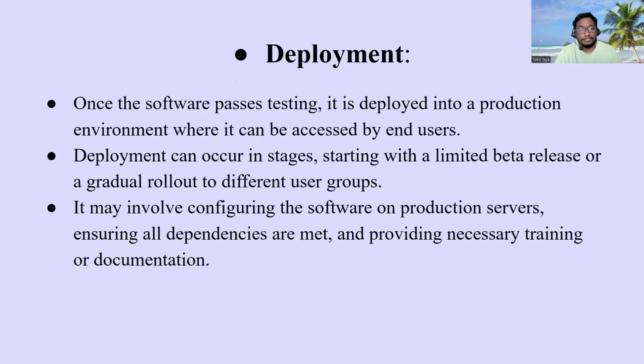Next is deployment. In the previous stage, we learned about testing, right? In this phase, we'll be deploying the software. Deploying the software is nothing but releasing the software to the actual users. That is a production environment where it can be accessed by the end users. Deployment can occur in stages, like you will not be releasing the entire software at once.